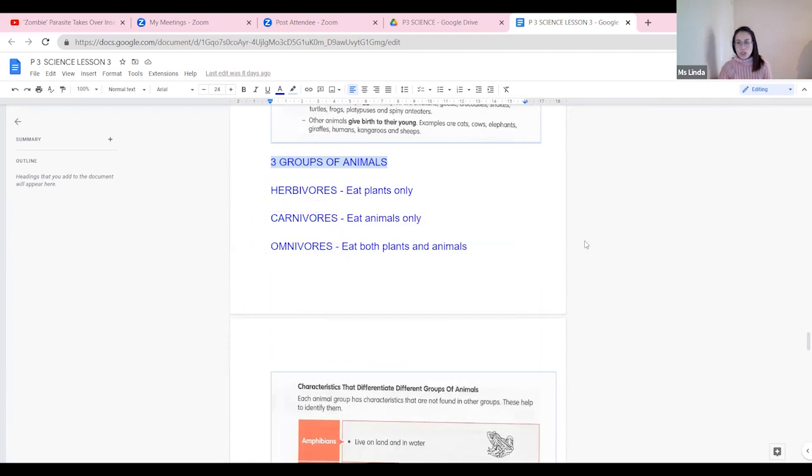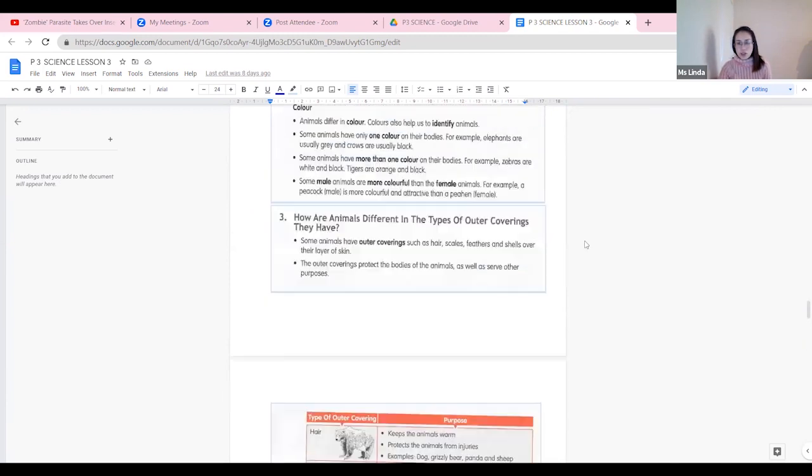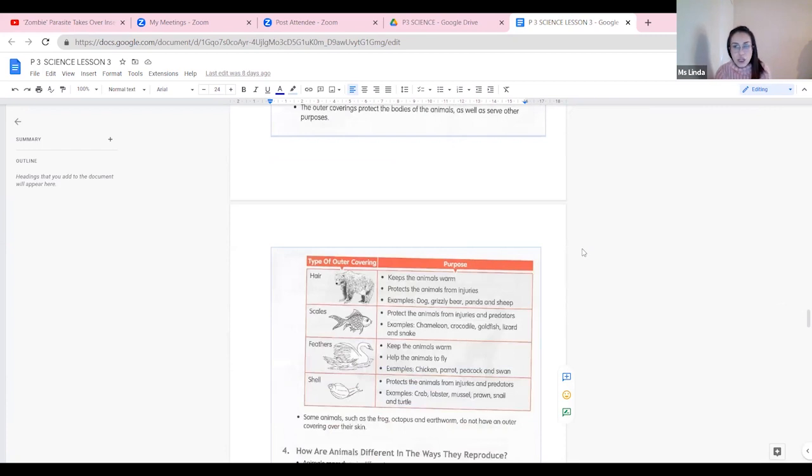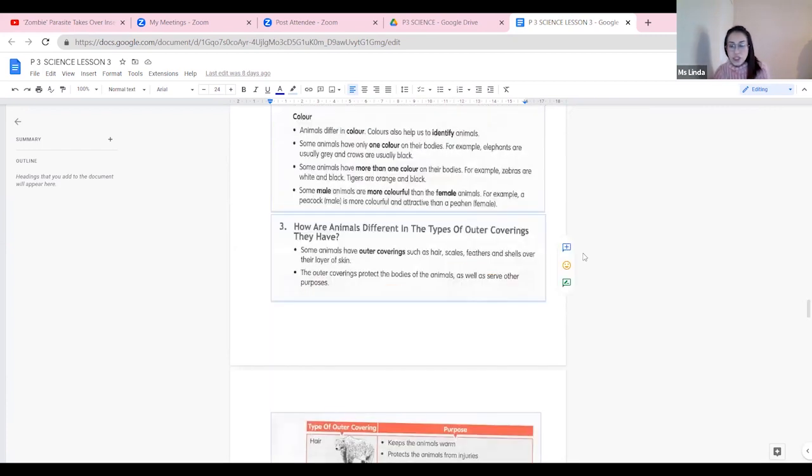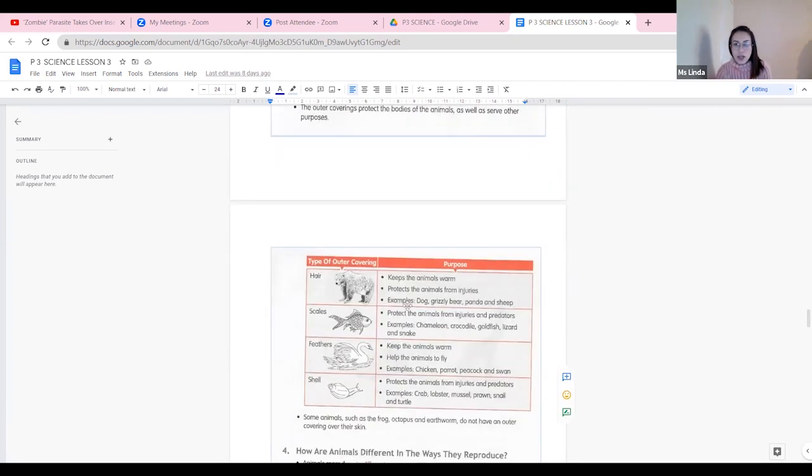But if you don't, then there are many other ways of categorizing them, according to whether they have hair, scales, feathers, or shell. The main thing about this outer body covering is that it also has a purpose for each individual animal, depending on where they live, where they are born, and what kind of environment they grow up in.